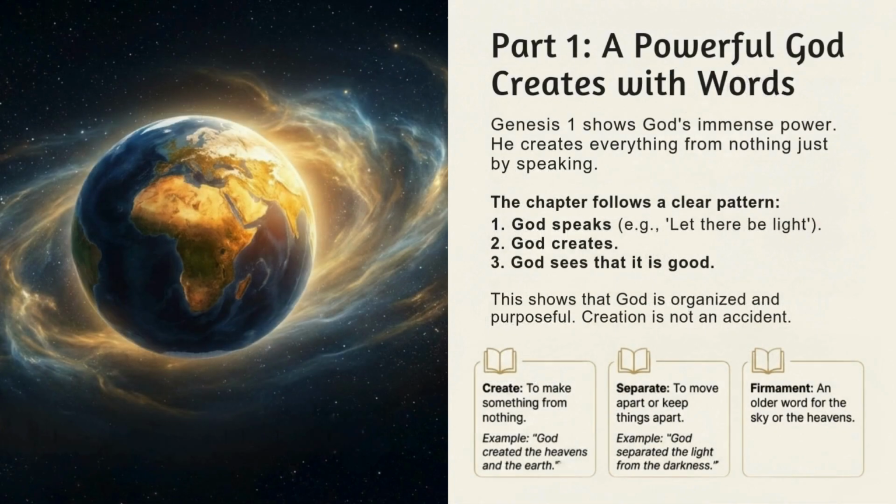As we now move into Genesis 1, we see that Genesis 1 shows God's immense power. He creates everything from nothing just by speaking. The chapter follows a clear pattern. God speaks. God creates. God sees that it is good. This shows that God is organized and purposeful. Creation is not an accident.